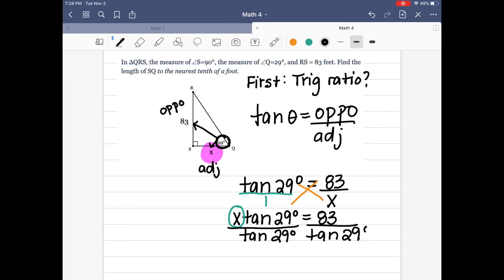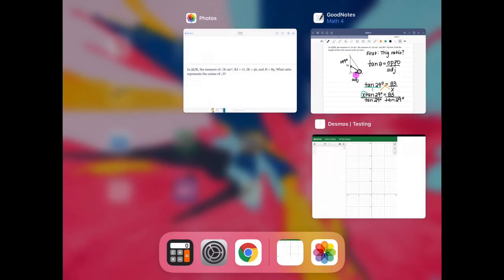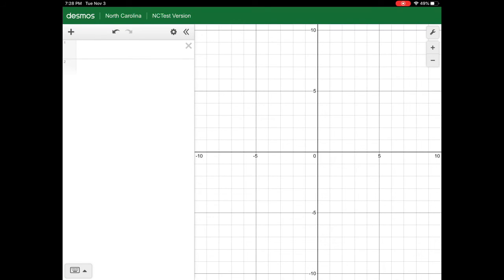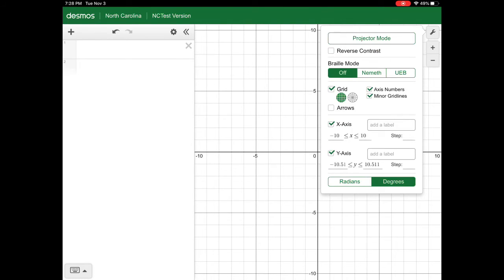And this is where we're going to want to use our Desmos calculator. So I'm going to flip over. The first thing I'm going to do is come over to the wrench in the top right corner. If you can see, I'm clicking that on and off. At the bottom, you should see degrees and radians. It should be in degree mode, but just to be sure, make sure that the degrees is highlighted.